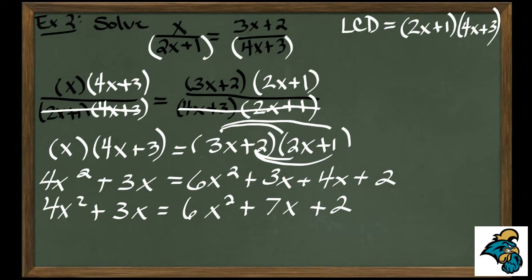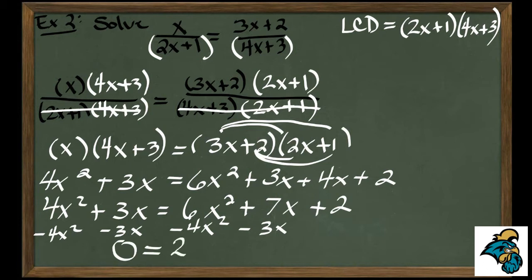Now, I have all of these terms. In order to continue to solve this, I can tell it's a quadratic. I have these x squared terms, and I want to get everything on one side. I think it's easiest to move the 4x squared and 3x to the other side. Why? Well, I always like to have my x squared term be positive. By subtracting 4x squared from both sides, I get a positive x squared term on the right-hand side. So now I'm left with 0 on the left-hand side equals 6x squared minus 4x squared, which is 2x squared.